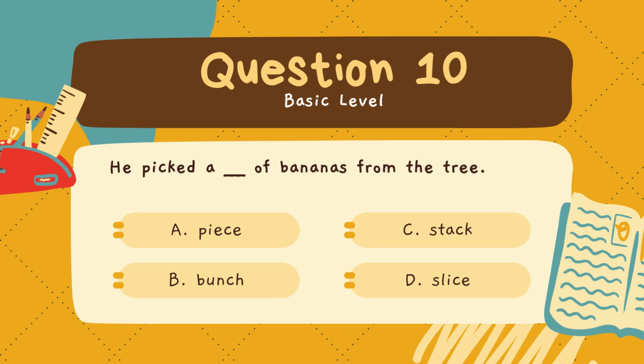Question 10. He picked a of bananas from the tree. A. Piece. B. Bunch. C. Stack. D. Slice.